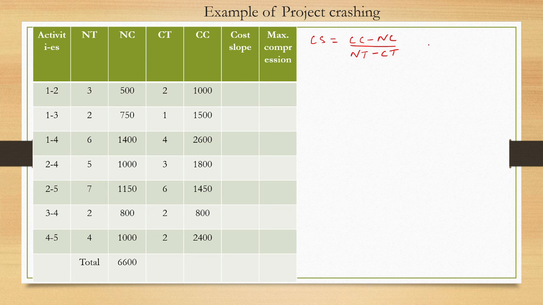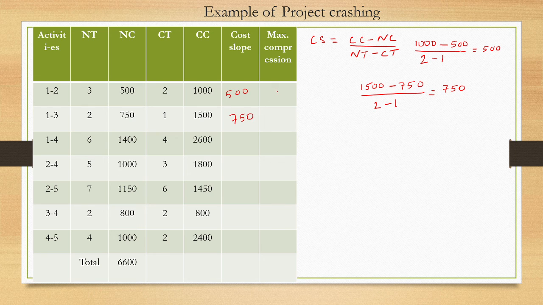So what will be the cost slope for the first activity, 1 to 2? For activity 1 it will be 1000 minus 500, divided by 2 minus 1, so that is equal to 500. Same for this example: what will be the cost slope? This is 1500 minus 750, divided by 2 minus 1, so this will be 750.